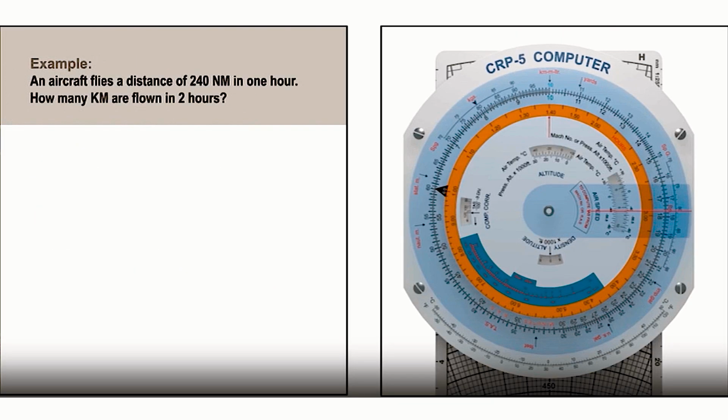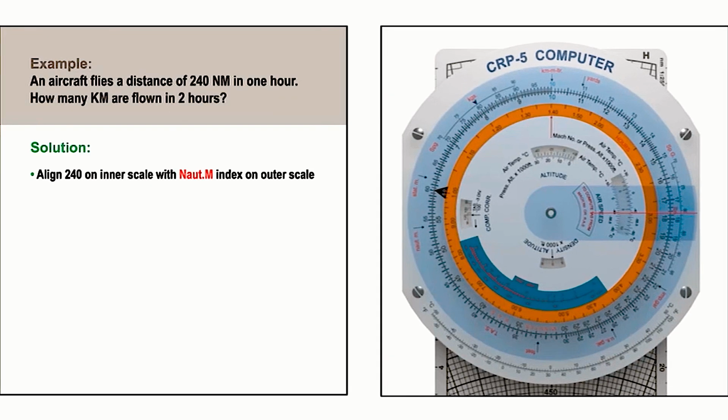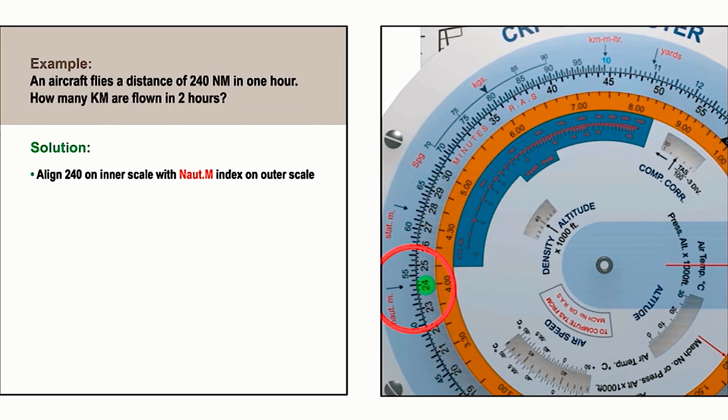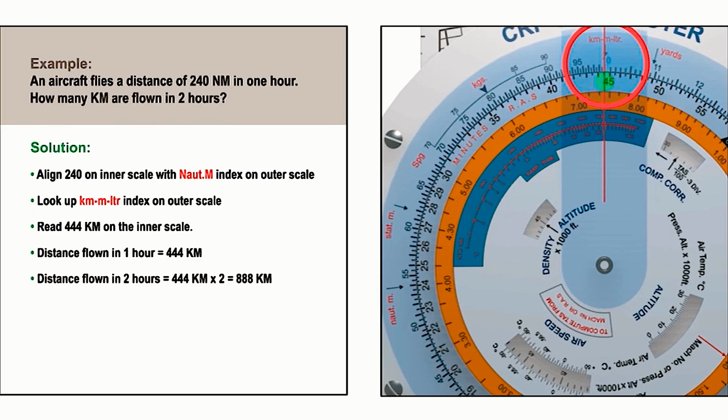In this example, we are told that an aircraft flies 240 nautical miles in 1 hour and are asked how many kilometres it will fly in 2 hours. We align 240 on the inner scale with the nautical mile index on the outer scale and read off 444 kilometres on the inner scale against the kilometre, metre, litre index on the outer scale. This is the distance flown in 1 hour, so we need to multiply it by 2 to get the answer of 888 kilometres.